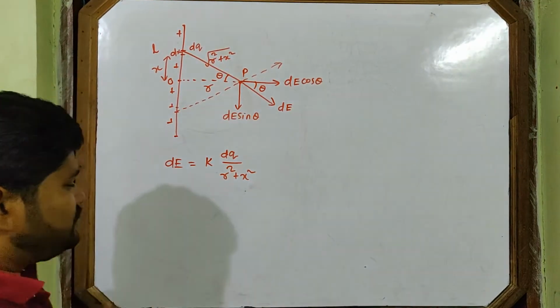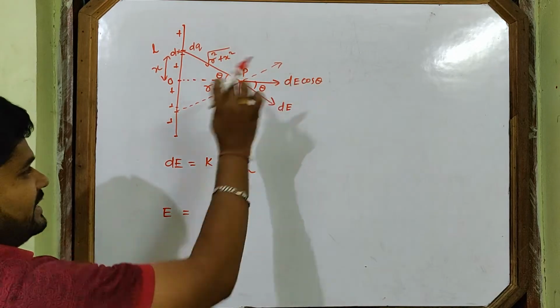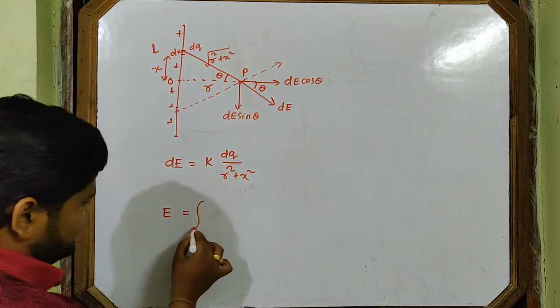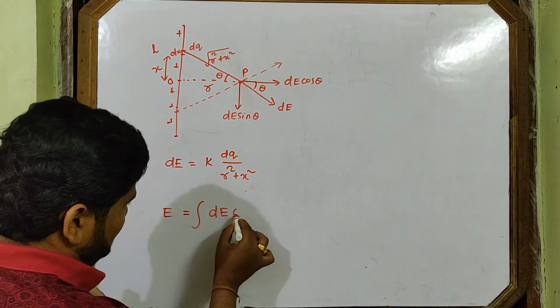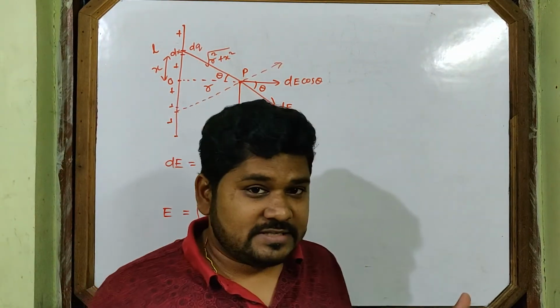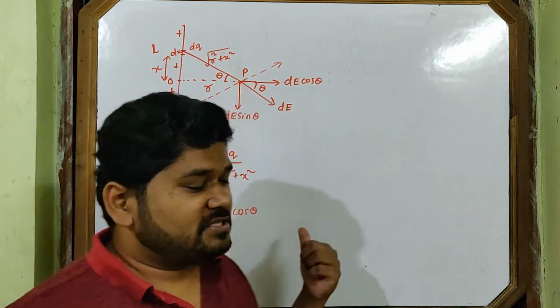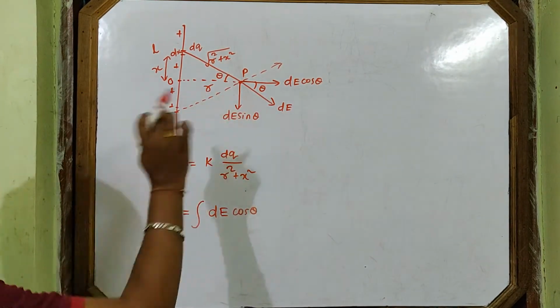So to the net electric field, only which component contributes? dE cos theta. Now let us integrate dE cos theta. I hope you understand: integration is not for dE, integration is for dE cos theta, because the dE sin theta component is cancelled.